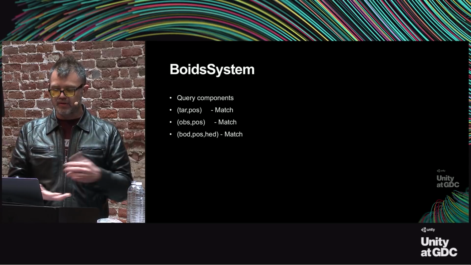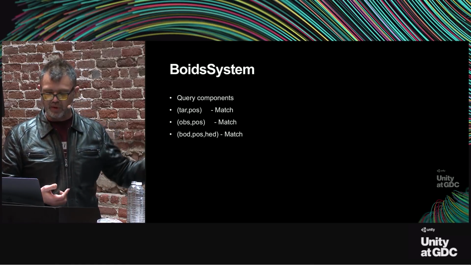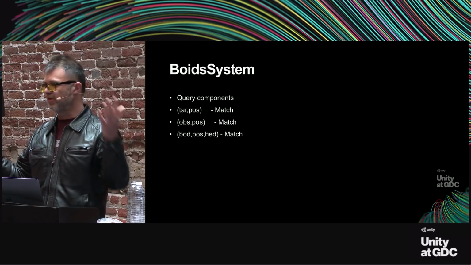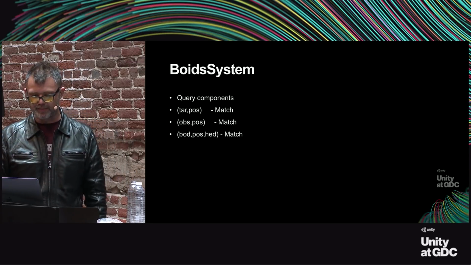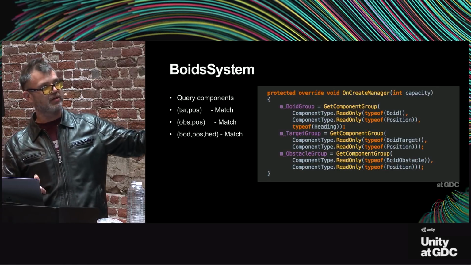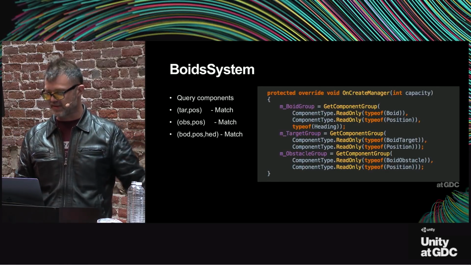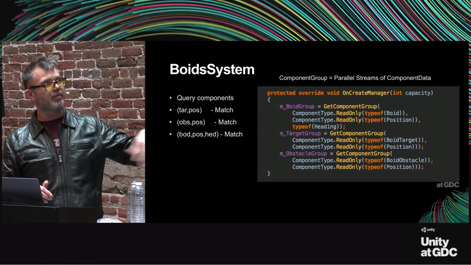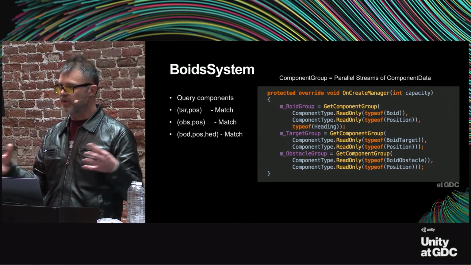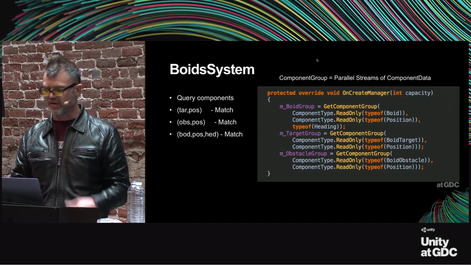And give me those component streams that have a Boid component, a position component, and a heading component, which we have a match for because that's, in fact, all the Boids running around the scene. So those are the queries, effectively, that the BoidSystem does. And it looks largely the same as the previous example that we had set up. I say query, but a component group is really just these parallel streams of component data. That's what I'm asking for, and that's what we're calling a component group.